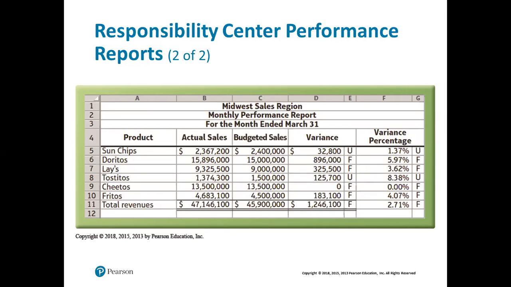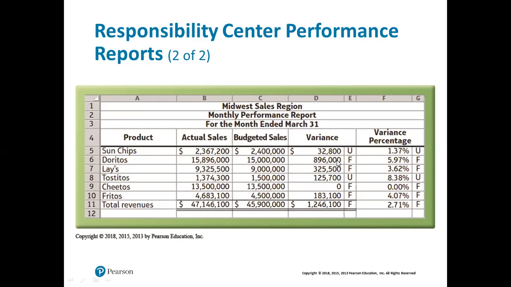And you can see side by side, the variances are a mixture of favorable and unfavorable. But notice also at the bottom here, you see this 1.2 million. It should very well be the equivalent of the difference between the 4.47 million and the 45 million. And overall, they're doing favorable by 2.71%.